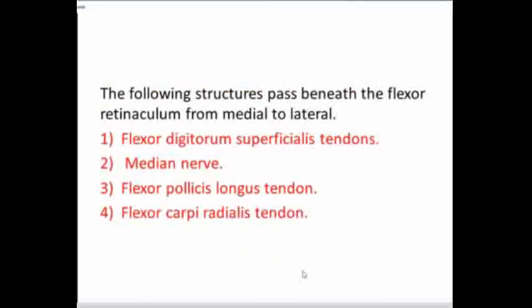Second group of the structures that pass in front of the wrist are the structures that pass beneath or deep to the flexor retinaculum, and they are arranged from medial to lateral. First, flexor digitorum superficialis tendon. Second, median nerve. Third, flexor pollicis longus tendon. And fourth, flexor carpi radialis tendon.